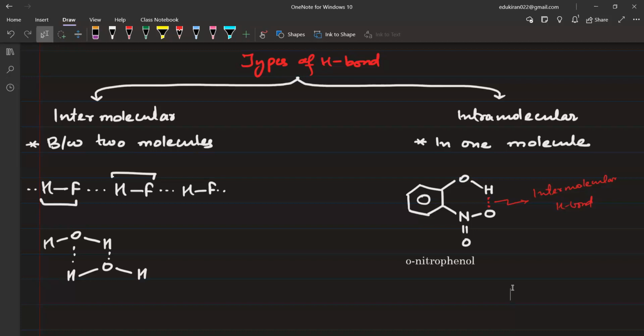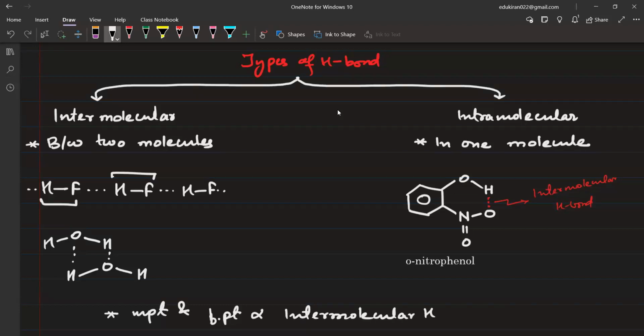Okay? So here, please see another point which is very important. Melting point and boiling point. It is directly proportional to intermolecular hydrogen bond.